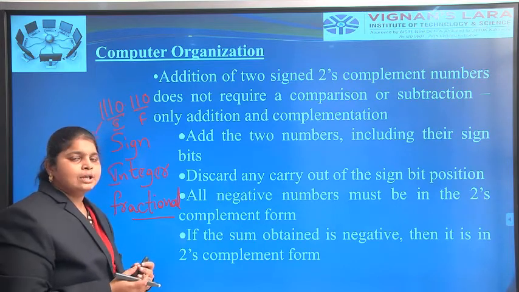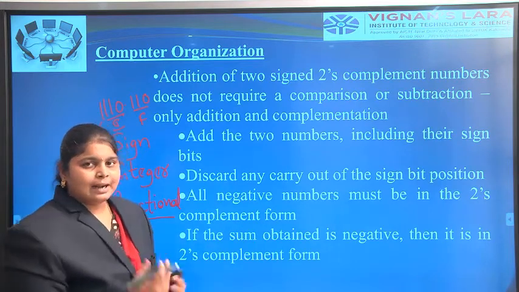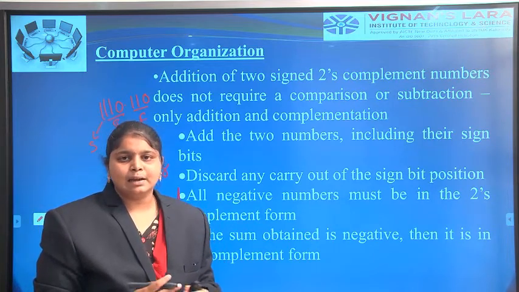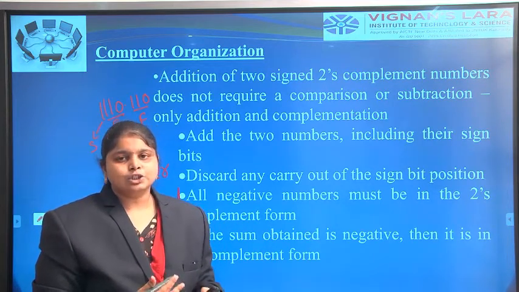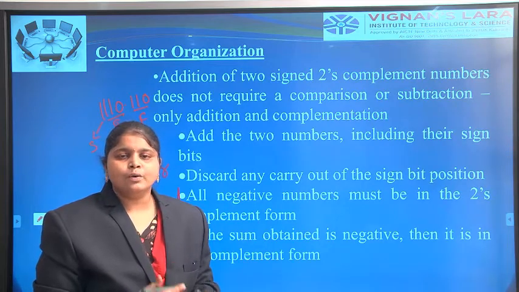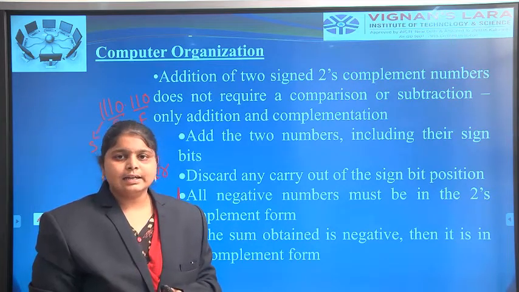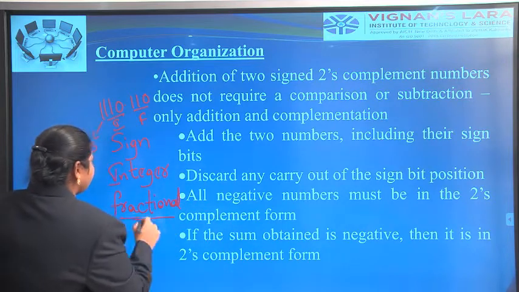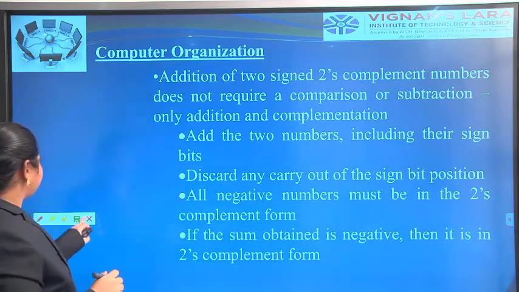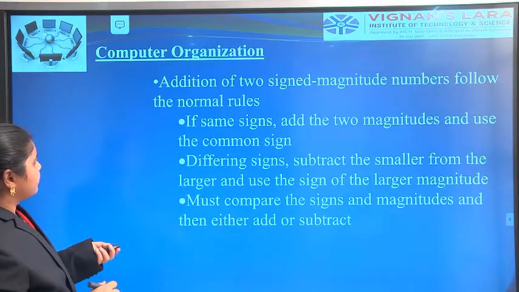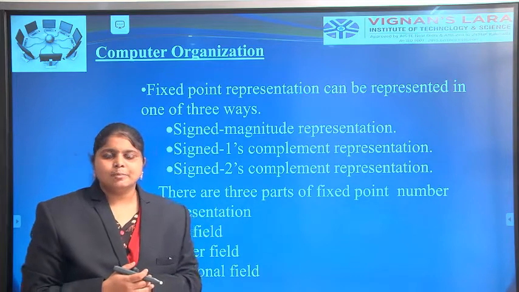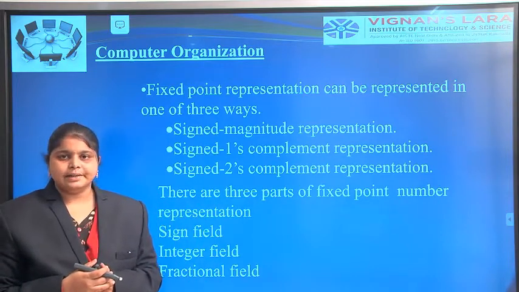For any positive number, we take that positive number and the resultant output will be obtained. For any negative number, we have to change that number by applying the 1's complement and 2's complement, and only then calculate to get the required output. Okay, in the next class we will discuss floating point representation.